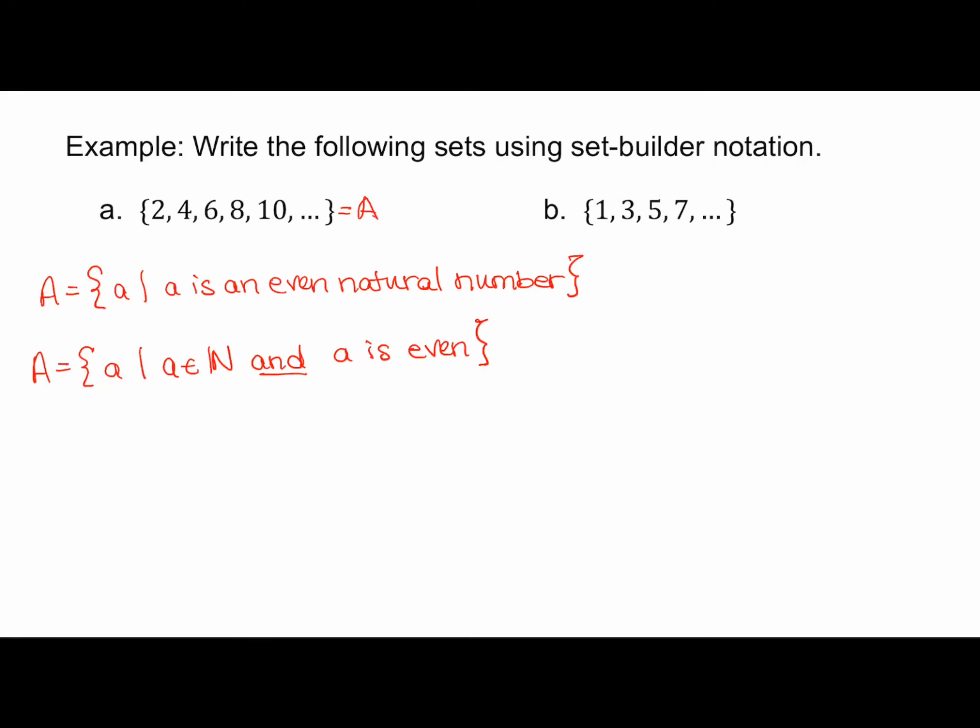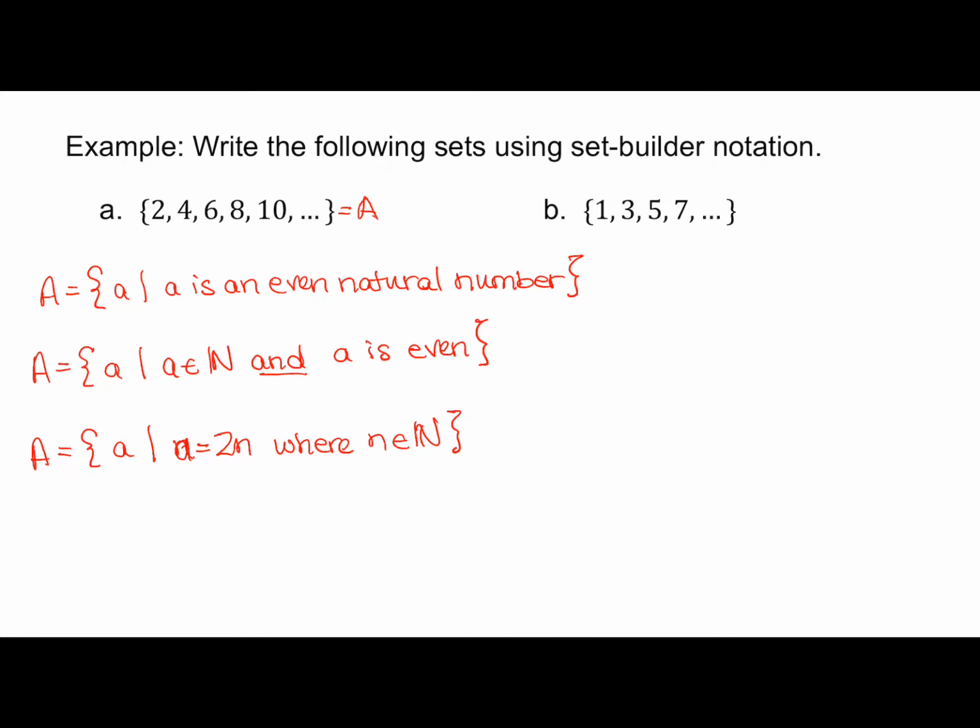Well, let's think about that a little bit more. What does it mean for a number to be even? Well, it has to be divisible by 2. So you have to be able to write it as 2 times a natural number. So I could say that A is the set of little a such that a equals 2n, where n is a natural number.